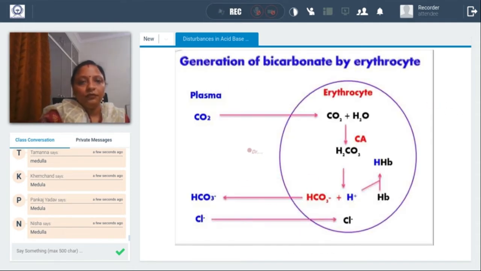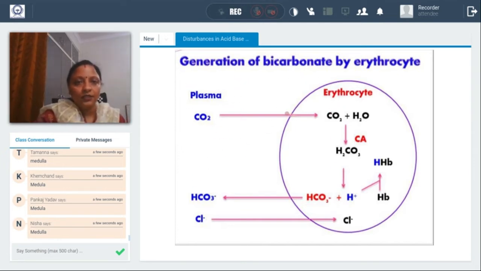So this is the diagrammatic representation of the regulation by lungs, or respiratory regulation. Plasma, erythrocytes. Here you can see CO2 plus H2O in RBC. In RBC, this enzyme carbonic anhydrase forms H2CO3. And again, it dissociates into HCO3 minus, that is bicarbonate, and H plus. It is the hemoglobin buffer system. So by chloride shift, you can see here HCO3 goes to plasma and chloride goes to RBC. This is chloride shift.